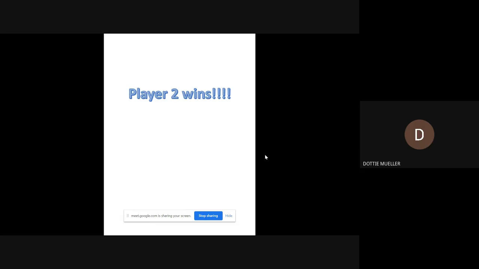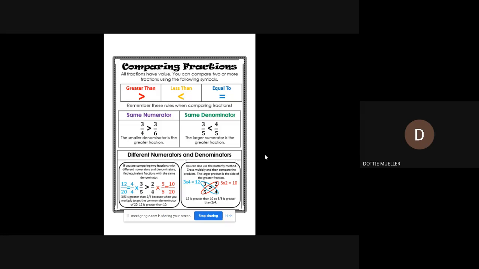This game is a little bit more complicated. It makes you think a little bit, comparing all different types of fractions, because you don't know what the dice is going to roll. So my suggestion is to look at this sheet, have it up when you play the game, and just review those rules. It'll be helpful as you continue with fractions.